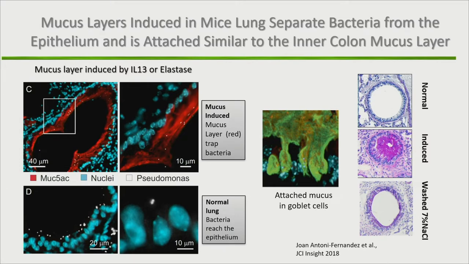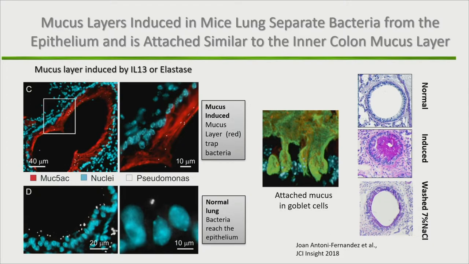When you induce a mucus layer in the mouse, in fact, if you put bacteria in a normal mouse, you will see that the bacteria here, in white, are coming down exactly on the epithelial surface. This is only stained with the nuclei, and there is nothing that protects them. But if you induce a mucus layer by IL-13 or elastase or IL-1 beta, you generate a mucus which is red in this case. And if you put bacteria in that, you see that the bacteria are on or in the mucus, but not really down on the epithelia. So in a way, it protects the epithelial cells.